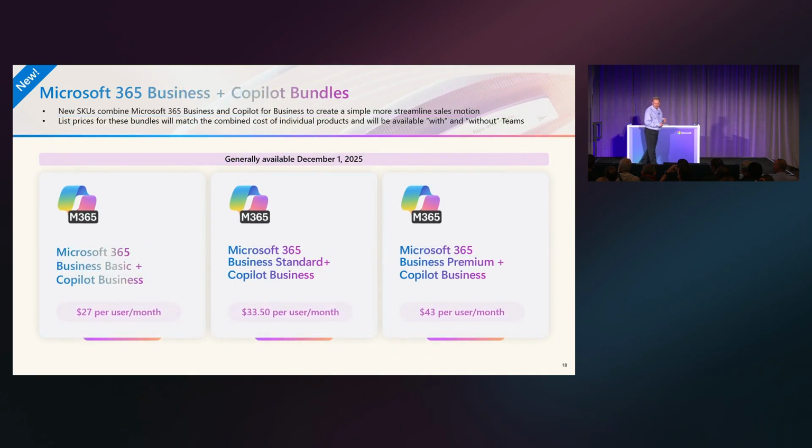In addition to the standalone SKU at $21, we're announcing 3 new bundles that combine Microsoft 365 Business and Copilot for Business to create a more streamlined sales motion. List prices for those bundles will match the combined cost of individual products and will be available both with and without Teams.